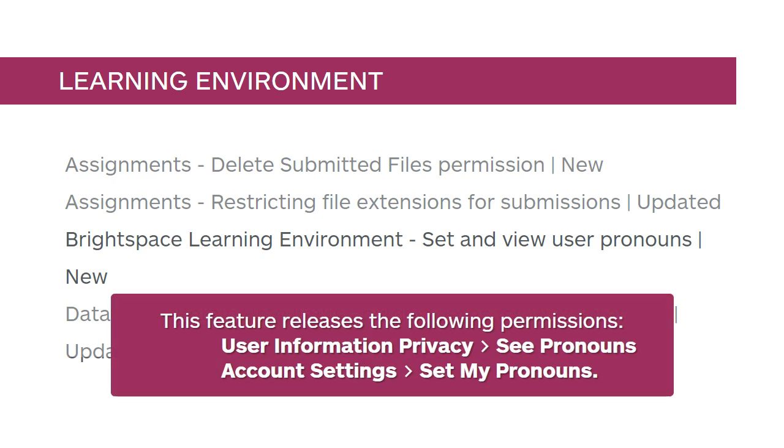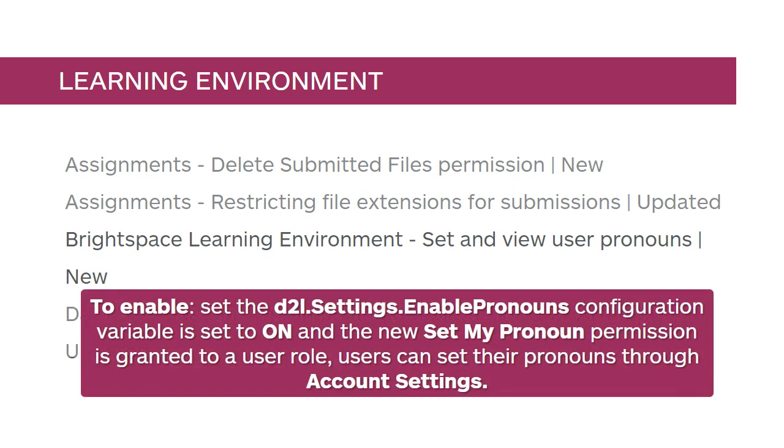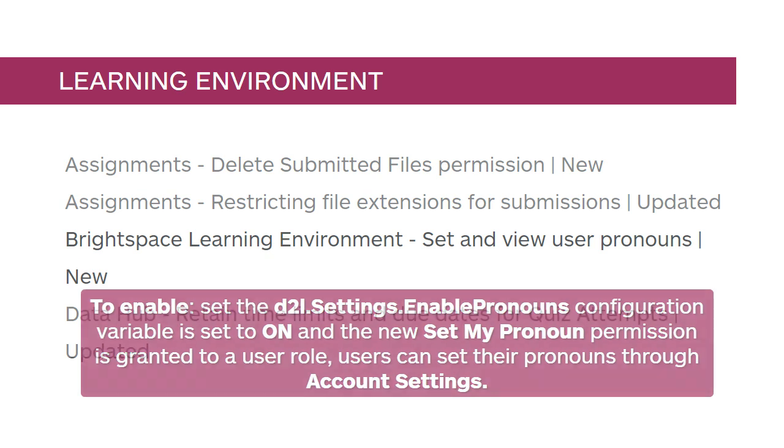This feature releases the following permissions: user information privacy, see pronouns, account settings, set my pronoun. To enable, set the D2L.settings.enablePronouns configuration variable to on, and enable the new set my pronoun permissions to a user's role. Users can set their pronouns through account settings.